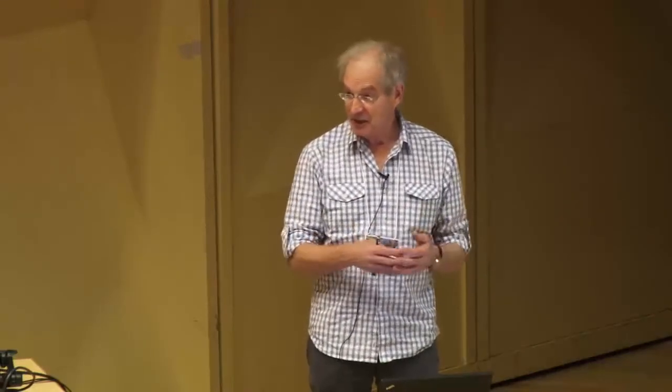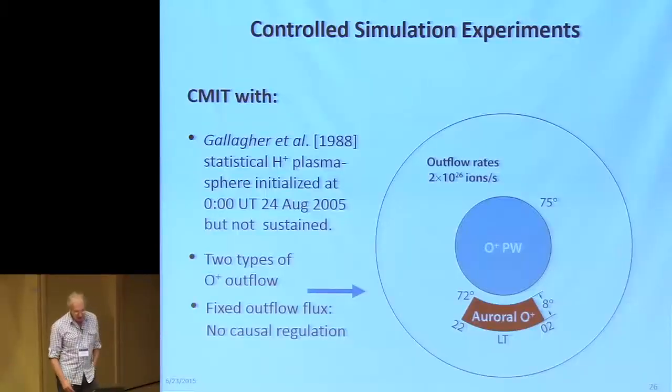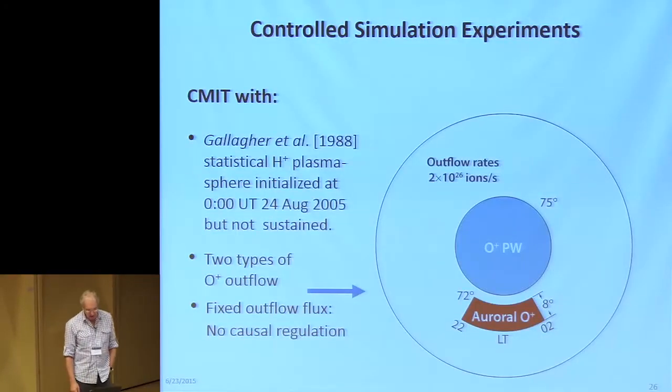So he did some runs with CMIT, loading in that Gallagher statistical empirical model for the plasmasphere, initializing it, so it's not sustained. If the plasmasphere goes flowing out to the magnetopause and is lost in the simulation, it's not replenished. There's no refilling. And then two different types of outflow. One, a polar wind-like outflow, relatively low energy coming out, fixed. Both of these outflows of O+ are fixed in time and space.